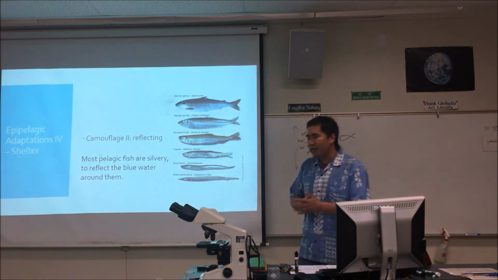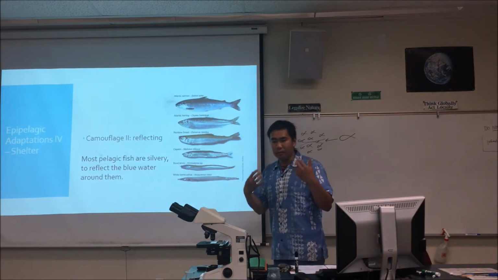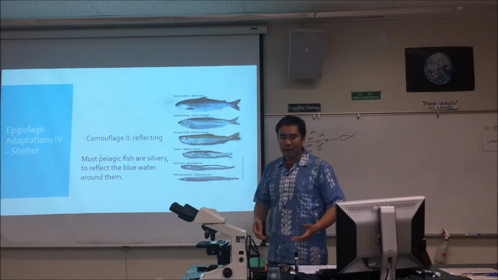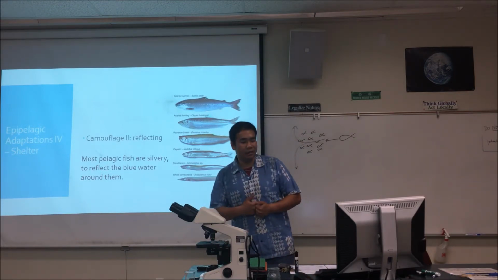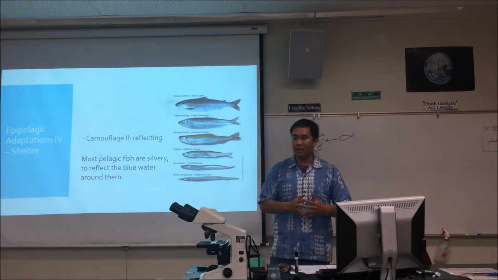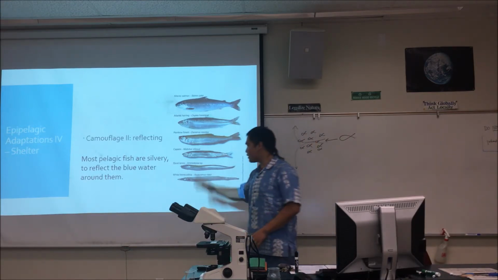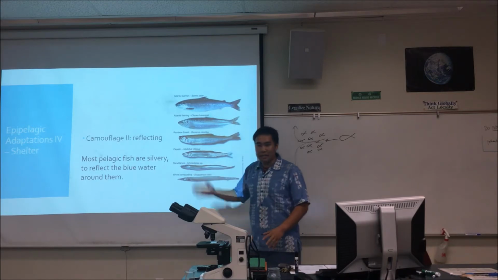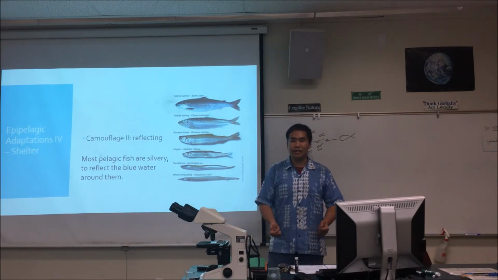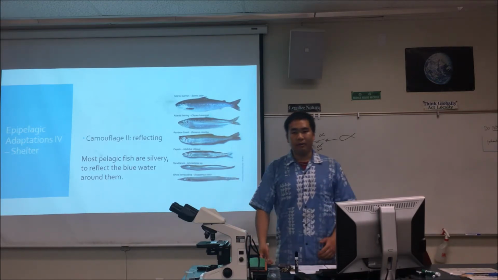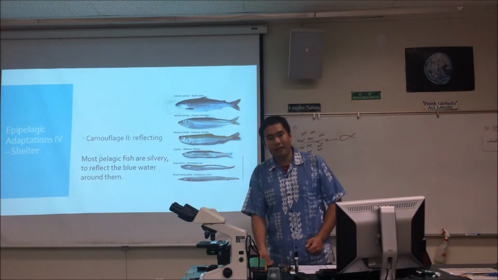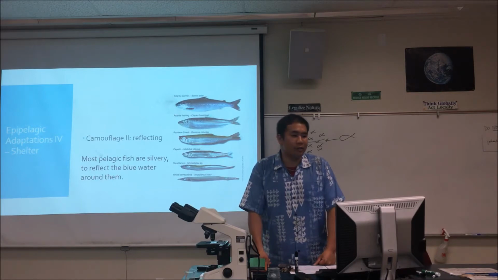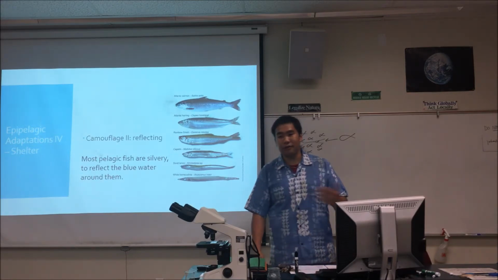What is the only light available in the ocean? Blue. So if you reflect light, you will look blue. And if you look blue, then you will blend against what? The water itself. Does that make sense? So by being silver, they are trying to blend against the water itself. Silvery fish reflect light that is available, blue light, and then they'll just hopefully blend into the blue ocean. Okay, so that's why fish are silvery.